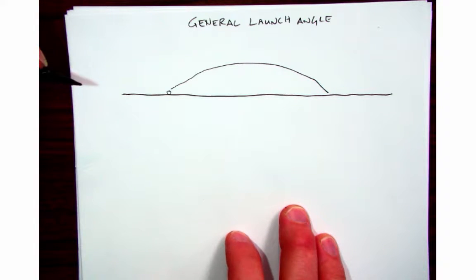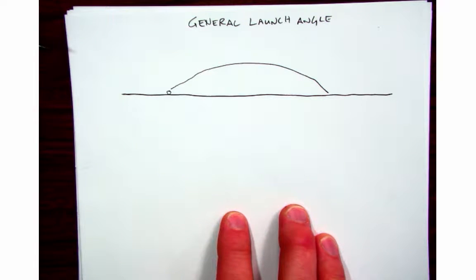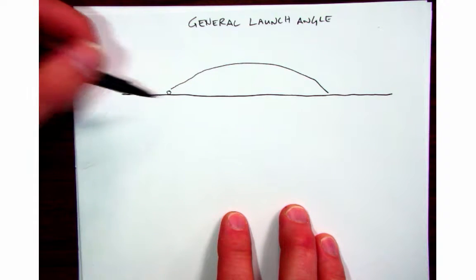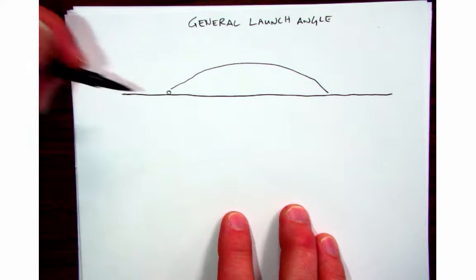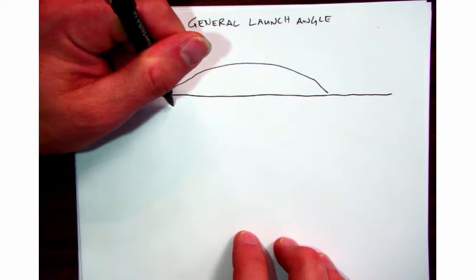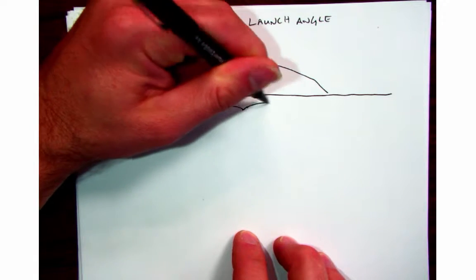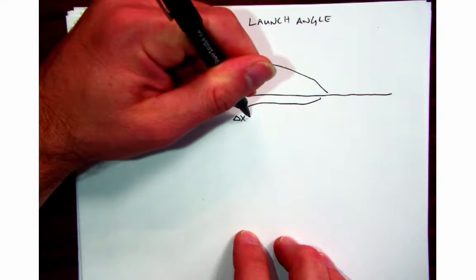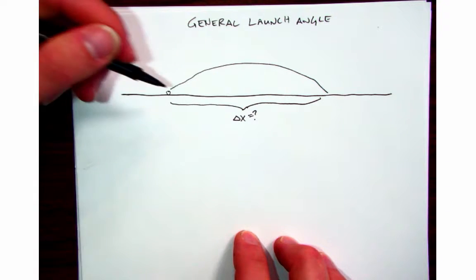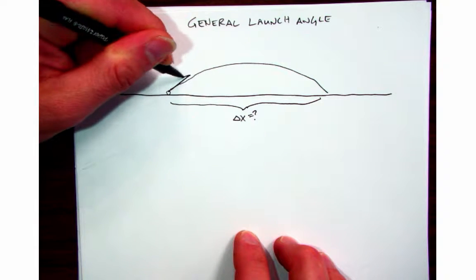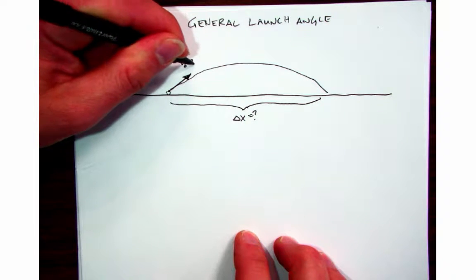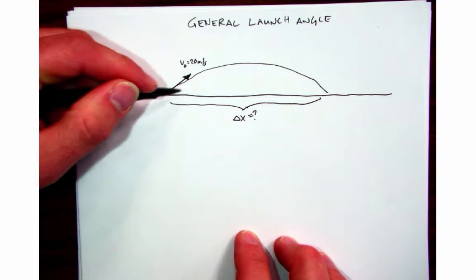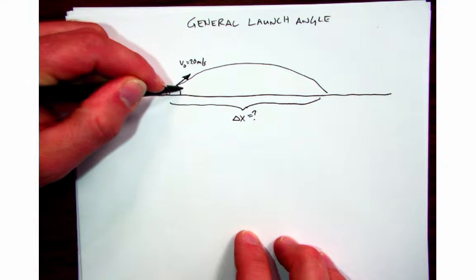Okay, today we're going to talk about general launch angle kinematics and projectile motion. We're going to start out just with an example of a ball being kicked, and we want to know how far the ball travels. So that's going to be our delta x. And we know that the ball is kicked at a velocity of 20 meters per second at an angle of 30 degrees.